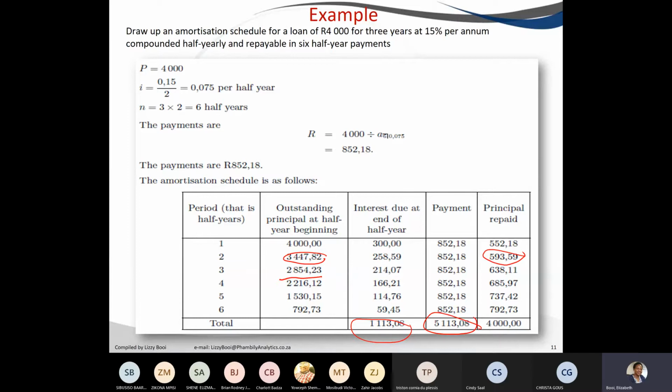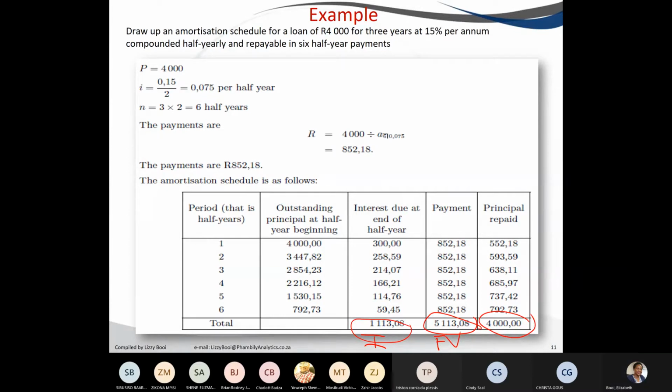This is the accumulated amount, so this is your total interest. This is your future value. And as you can see, this is the same as your principal, your outstanding principal. And that is how you complete the amortization schedule.